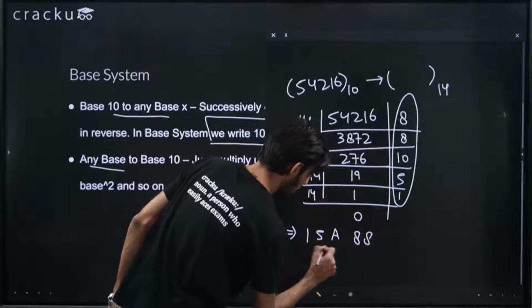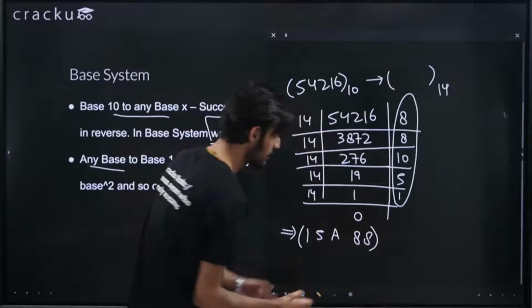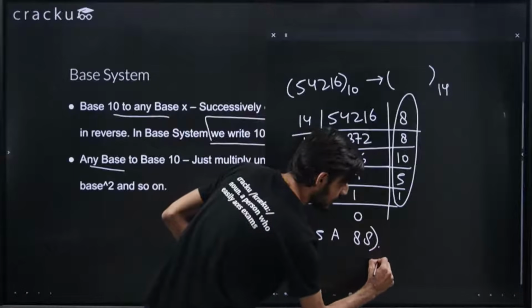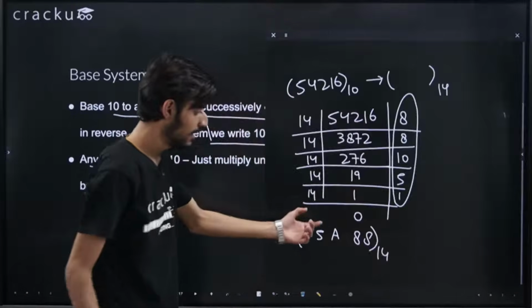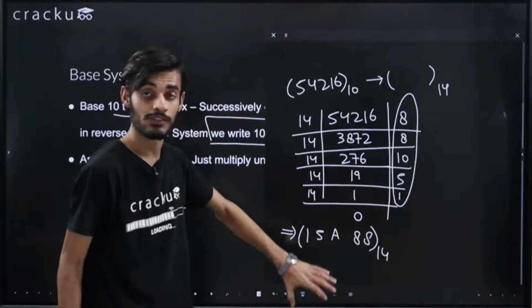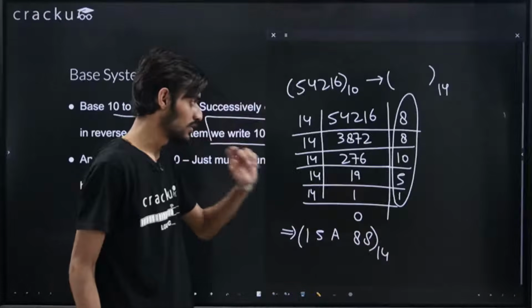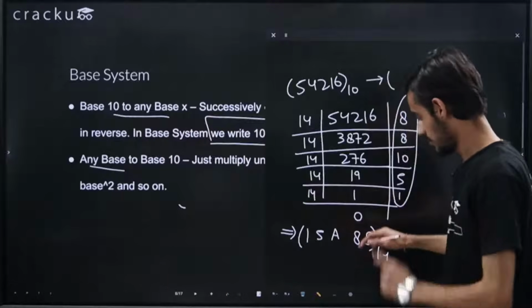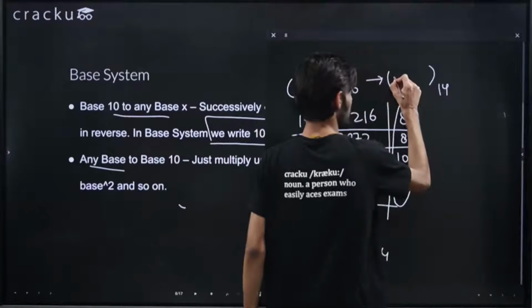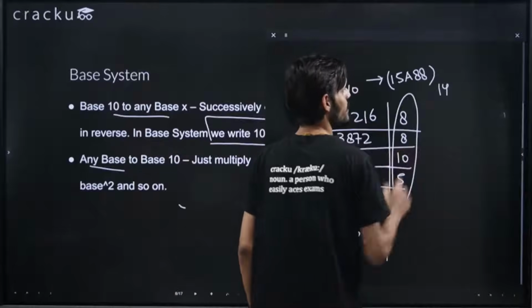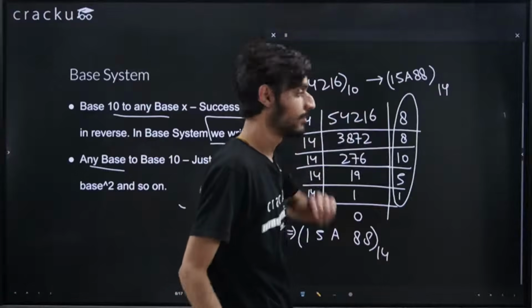So essentially, for this value in base 10, this will be the representation in base 14. I hope this is clear, because we are representing this with alphabets, that is A, B, or C. I think I should have taken an example so that it is clear to you. So the answer will be 1, 5, A, 8, and 8. So here A is representing 10.